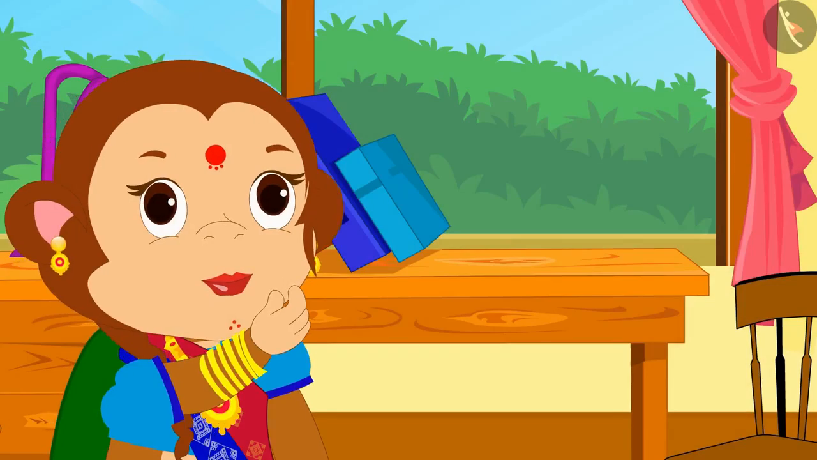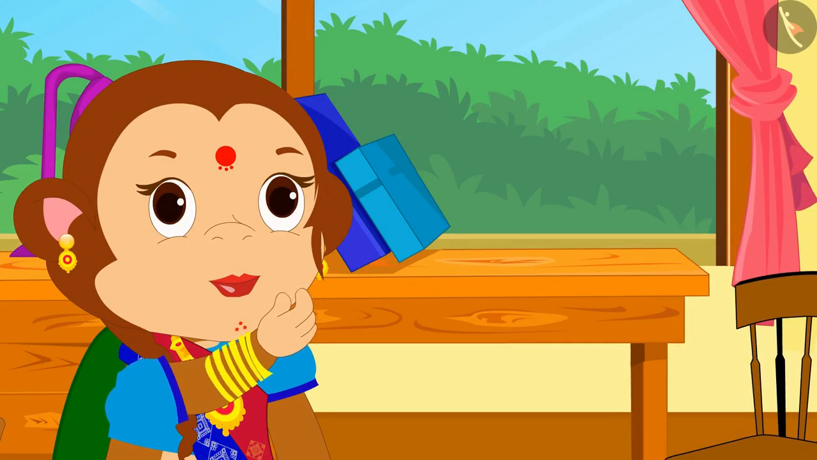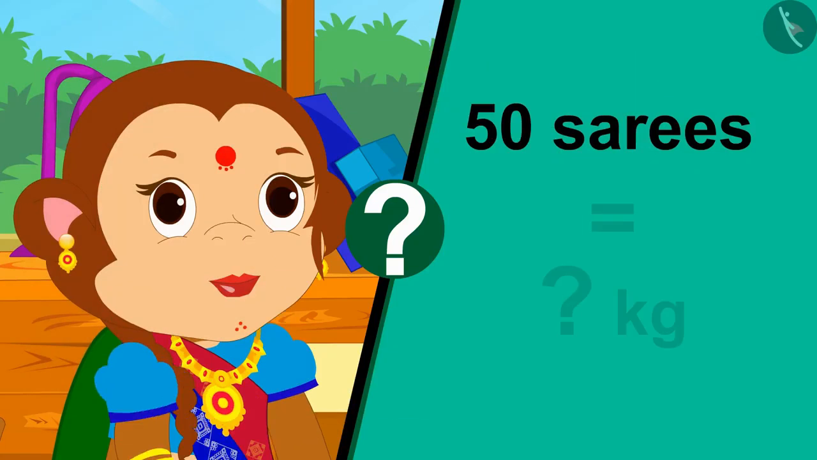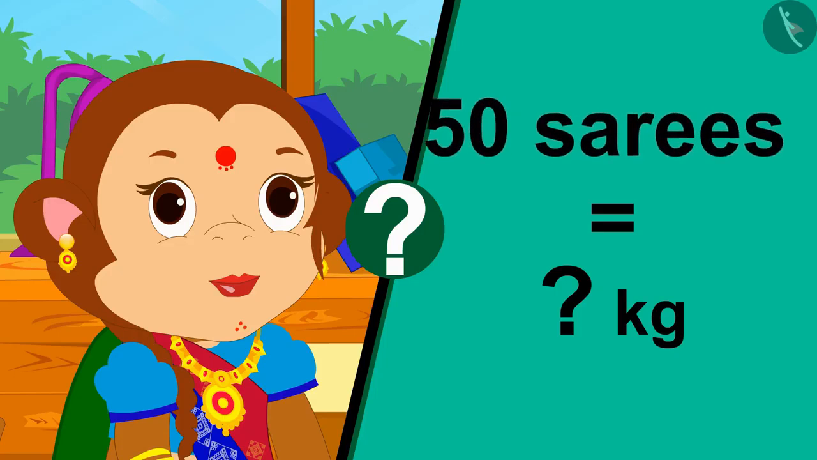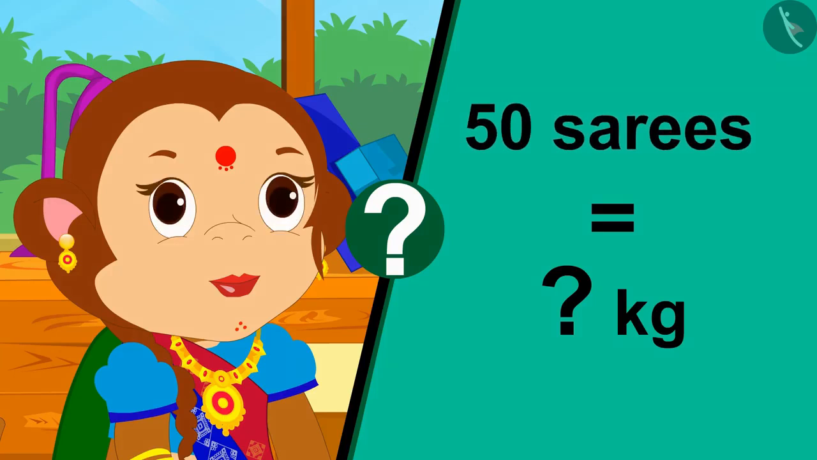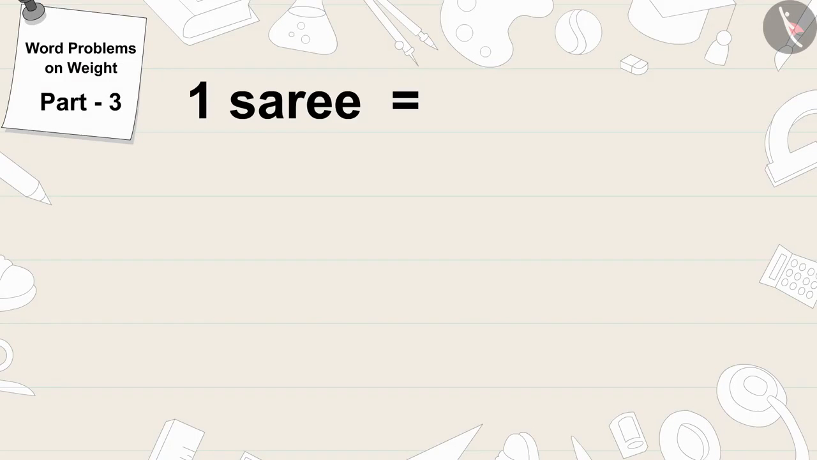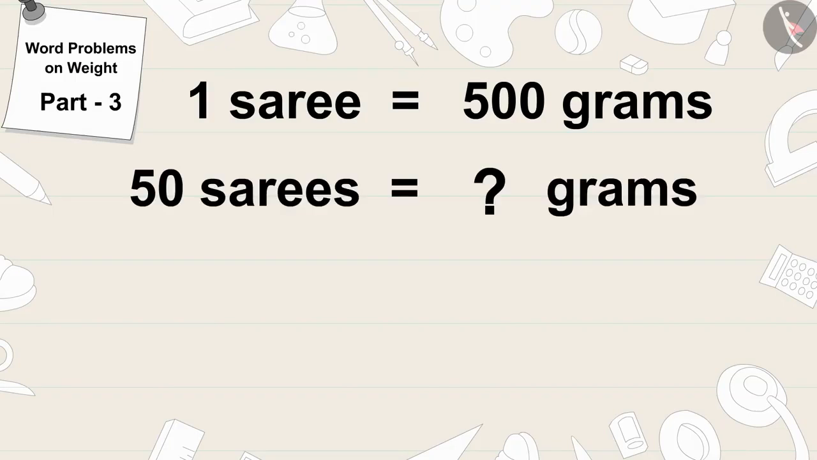Now, Banno is thinking that she will send 50 saris abroad this time. Children, can you tell how many kilograms the total weight of these 50 saris will be? If you want, you can stop the video and think about the answer. A sari weighs 500 grams. To find the weight of 50 saris, we have to multiply the weight of one sari by 50.